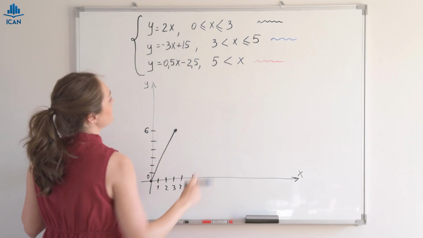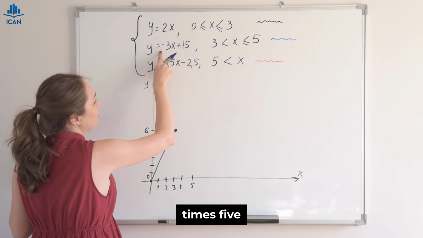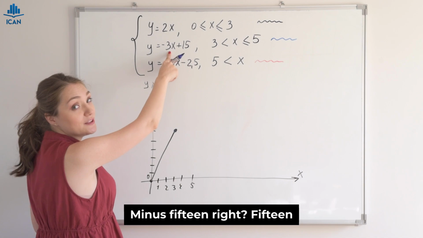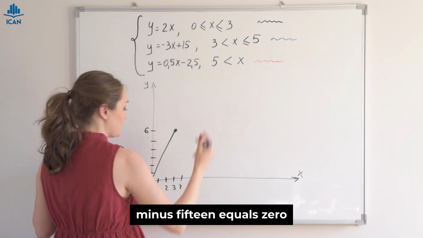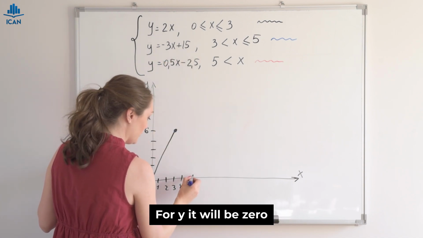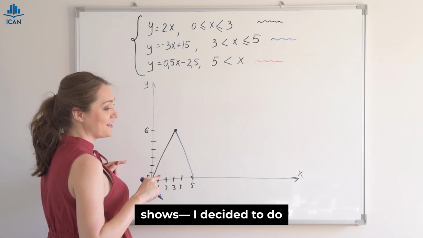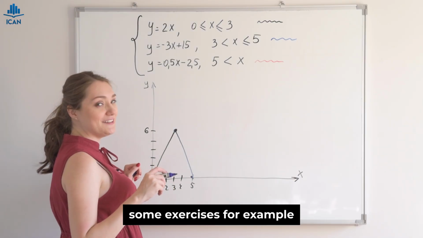And point 5. So minus 3 times 5. What does that equal? Minus 15, right? 15 minus 15 equals 0. For y, it will be 0. There it is. By the way, this graph shows I decided to do some exercises, for example, push-ups.